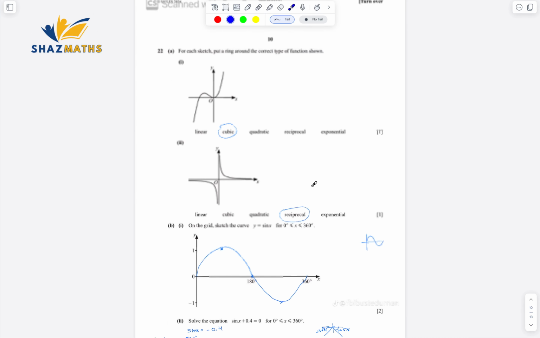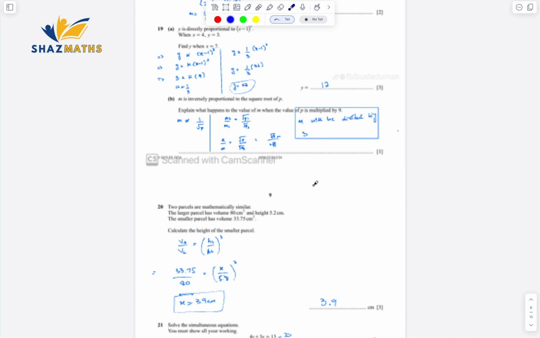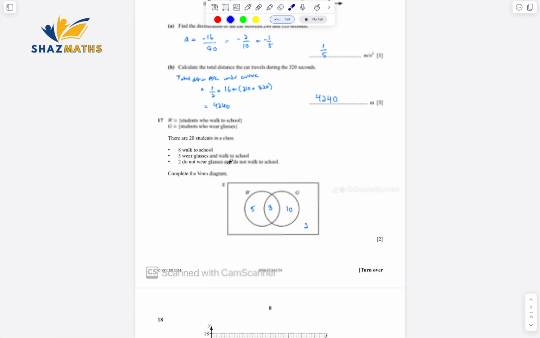3 wear glasses and walk to school. So 3 goes here because they will do this thing. Do not wear glasses, do not walk to school. Okay, so 2 comes here. 8 walk to school. So 8 minus 3, that means 5 would be here. So 5, 3, 8, 2, 10. That means that. Let me double check.